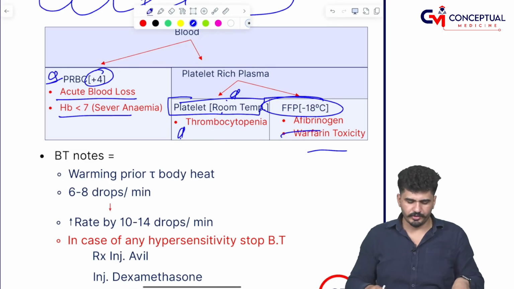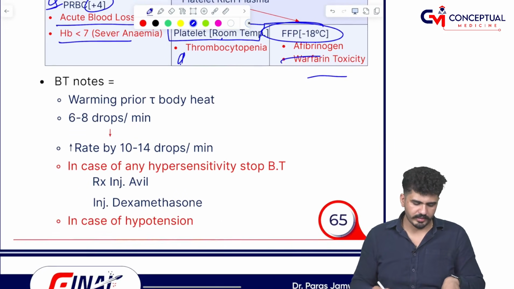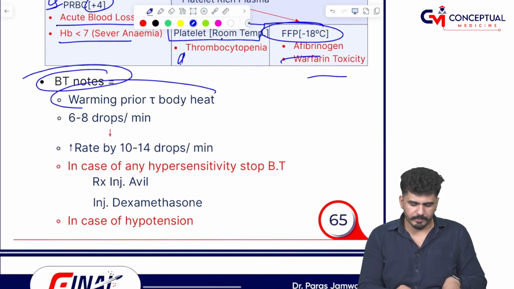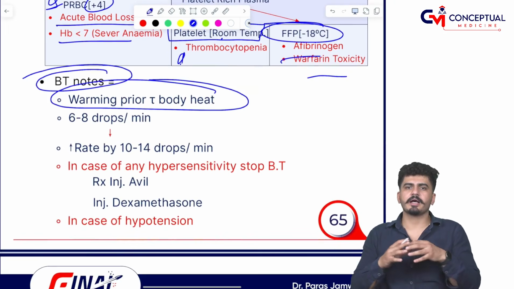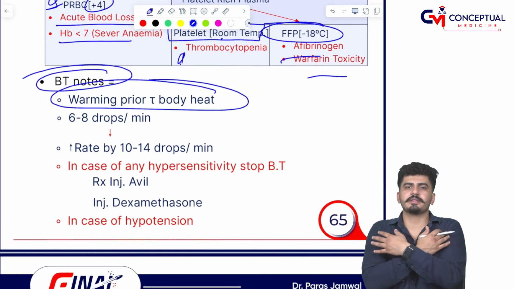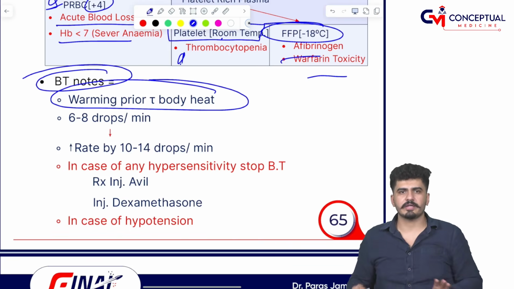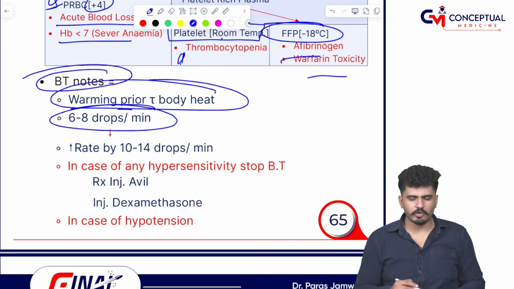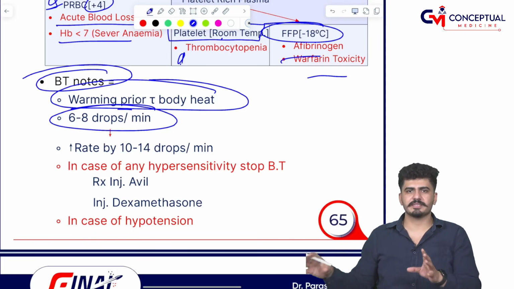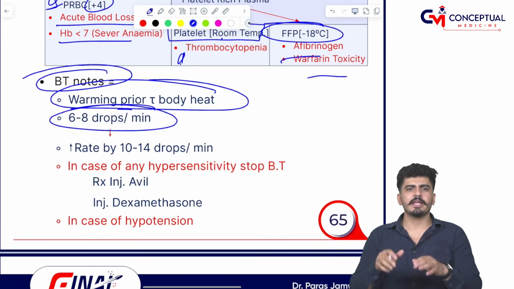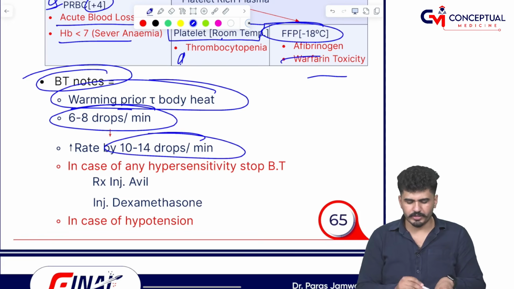Now blood transfusion notes also we have to include. What are the BT notes? Warm prior to the body. Don't put in cold or hot blood; bring it to body temperature by keeping it near the patient's body for some time, then you will transfuse it. Initially less drops, then if you observe no hypersensitivity reaction, you will increase the drops, that is 10 to 14 drops a minute.